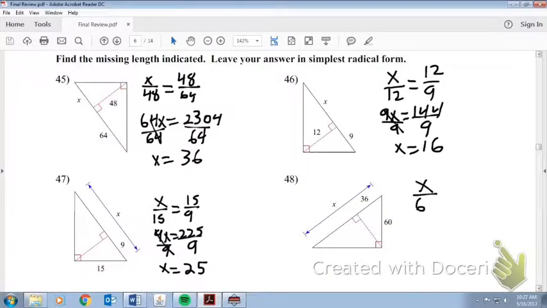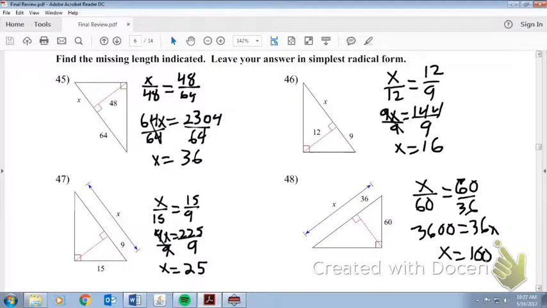Over here, we're going to go x over 60, hypotenuse over leg, equals 60 over 36, leg over adjacent segment. So we get 3600 equals 36x. Divide, we get x equals 100.